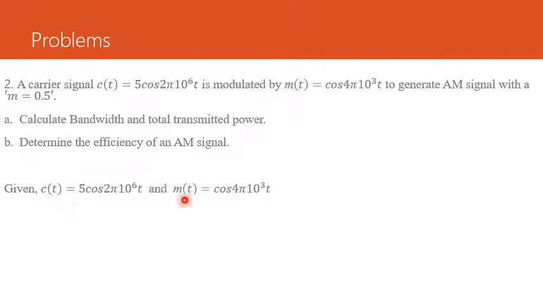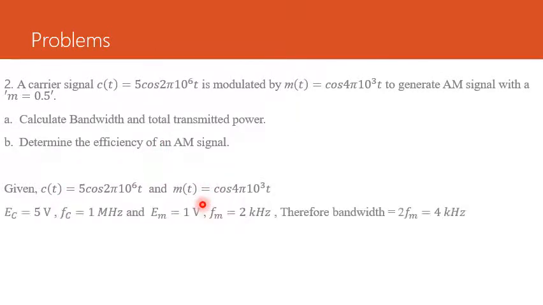So the carrier and the message signal are directly given. From this signal, your carrier amplitude EC is equal to 5. Then FC is equal to 10 raised to 6, that is 1 megahertz, and EM, the amplitude of your modulating signal, is 1 volt, and the frequency of your message signal is 2 kilohertz. Therefore your bandwidth is equal to 2 times FM, which is equal to 4 kilohertz.